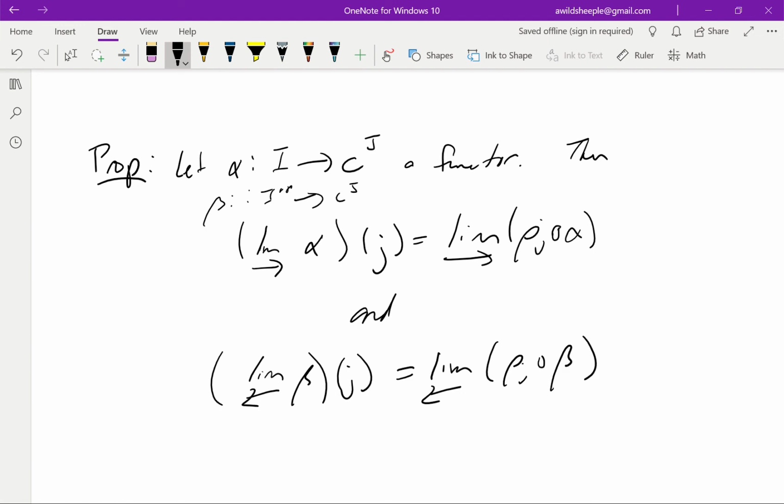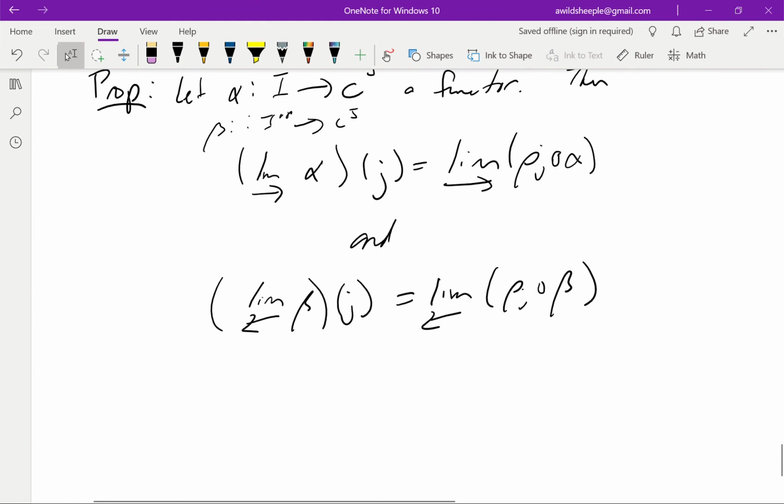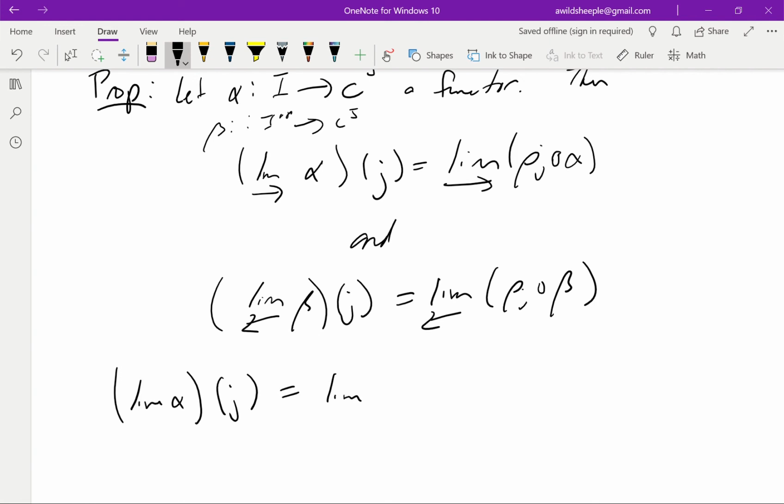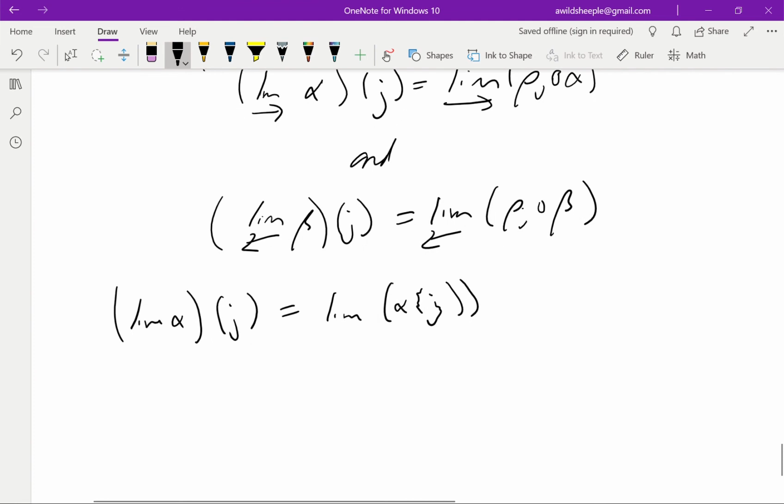And what is this really saying? Well, maybe another way of expressing this equality would be to say that we can either evaluate on the limit, or we can evaluate each alpha and then take the limit, which I might write like so, sort of abusing this notation of alpha of J as composing with this evaluation map. Okay.